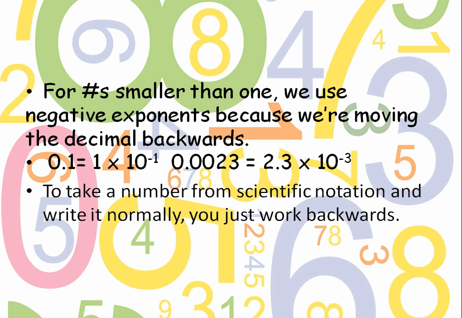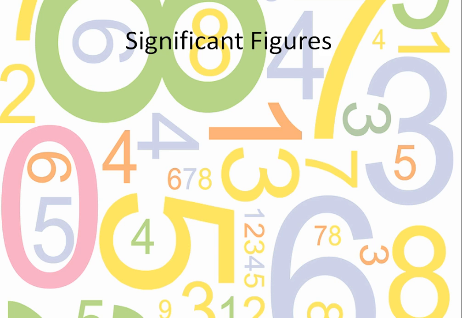And to take a number from scientific notation and write it normally, you just work backwards. If I had 2.3 times 10 to the 3, I would grab the decimal and move it to the left 3 places to write it as a normal number. 6.03 times 10 to the 5th. I would take the decimal and move it to the right 5 places, and I get 603,000.